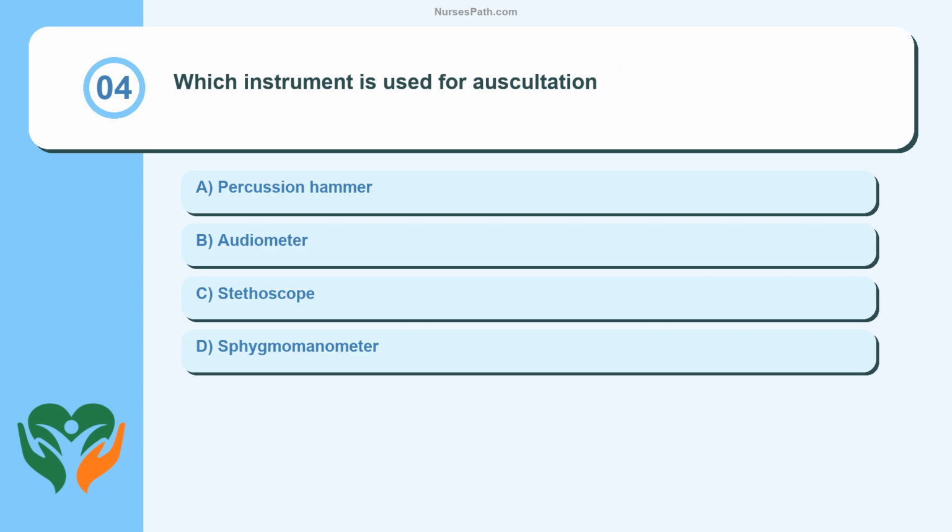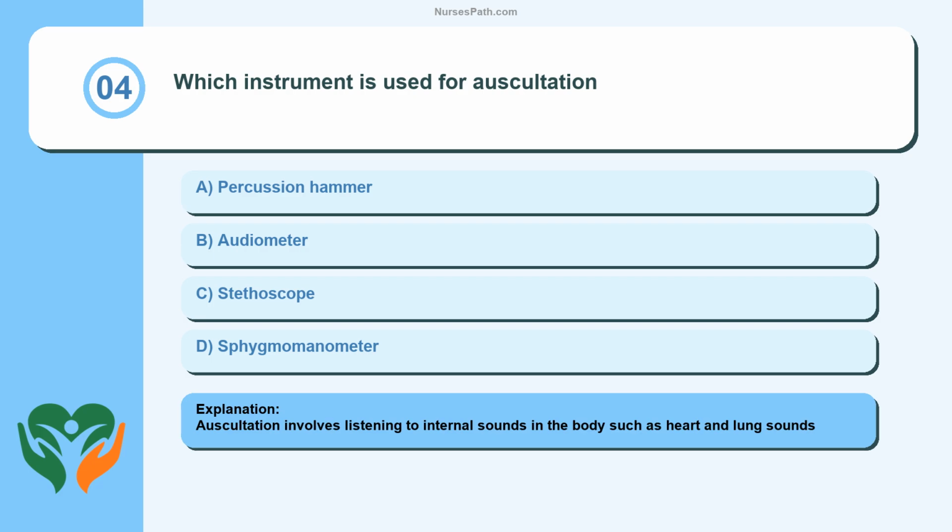Question 4. Which instrument is used for auscultation? Percussion hammer, audiometer, stethoscope, sphygmomanometer. Auscultation involves listening to internal sounds in the body such as heart and lung sounds.